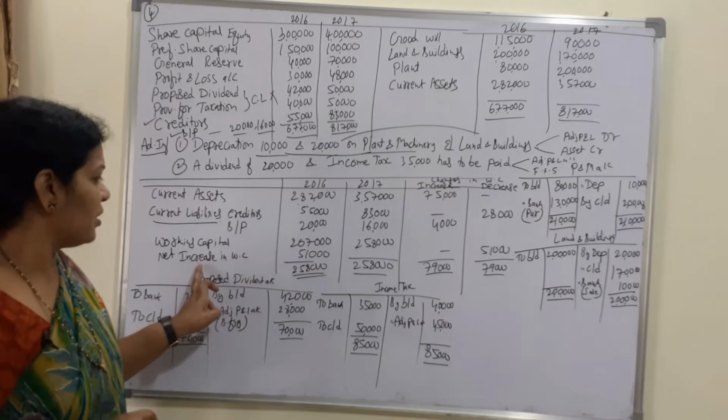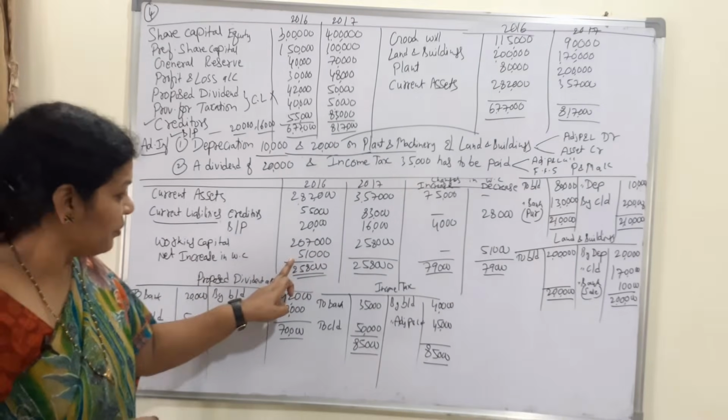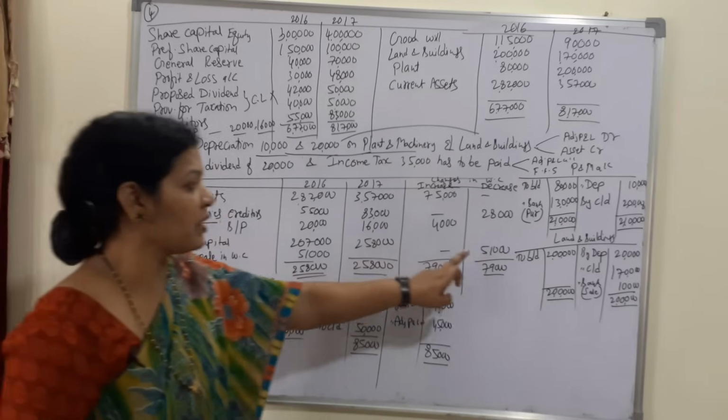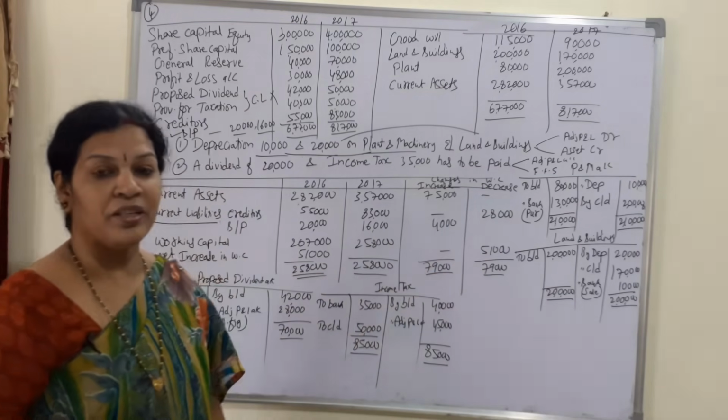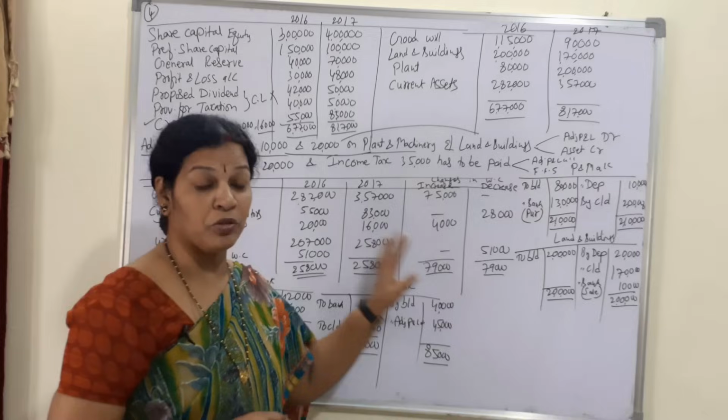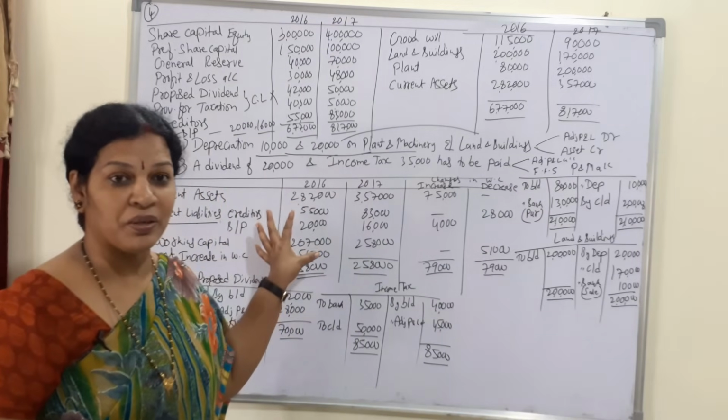So there is an increase: net increase in working capital of 51,000. It is an increase, so we'll write it in the decrease column. And it's tallying, increase and decrease. Both sides we are getting 79,000, which means this is correct. That is the schedule of changes in working capital.